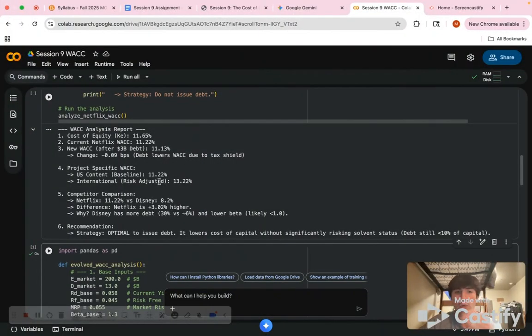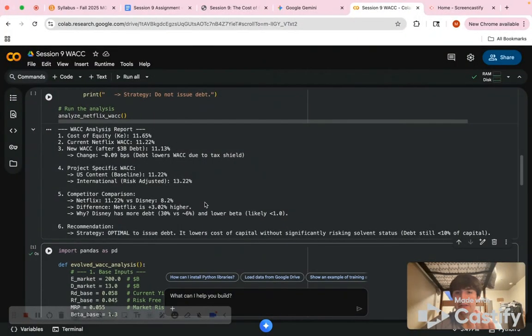And then our WACC for US is 11.22%, but our international one is 13.22%, probably because it is a little bit more risky to go international. And then the competitor comparison that we were talking about, it's Netflix's 11.22 versus Disney's 8.22, and Netflix has a 3% higher WACC, and we need to know why this is, and it's probably because Disney has more debt, and then their beta is less volatile.